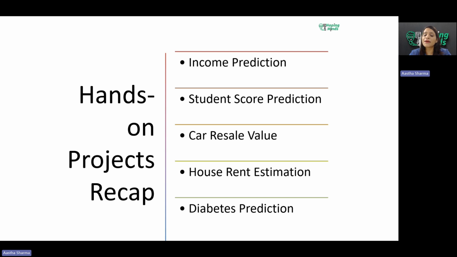Thereafter, we created a multivariate model for car resale estimation using make, model, and mileage. Then we created house rent prediction using city, BHK, which is the area, as well. The last model which we created was diabetes prediction using health indicators.